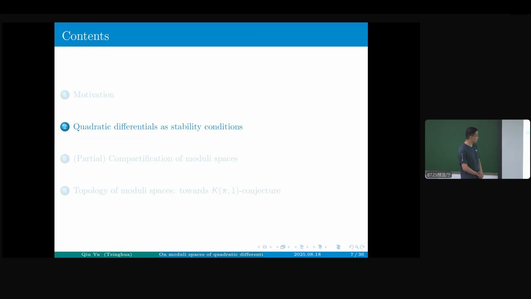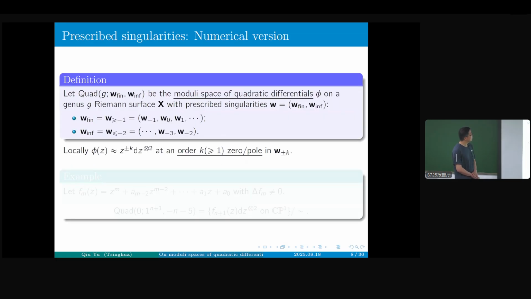First, let me tell you about quadratic differentials as stability conditions. For the moduli space of quadratic differentials, we usually denote it by Quad with some numerical data. A point in this moduli space consists of a quadratic differential on a Riemann surface, and we fix the genus g. Then you need to tell me the singularity type of this differential, which is given by a collection of numbers. We will usually divide it into two families. The first is finite type singularities or critical points, which consist of simple poles and zeros. Here we also allow marked points, just regular points.